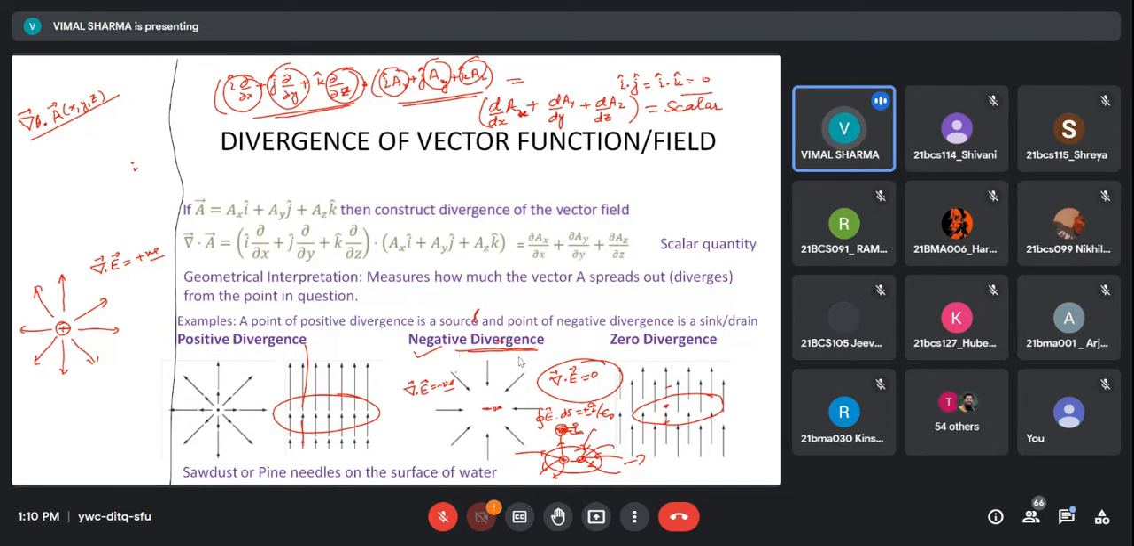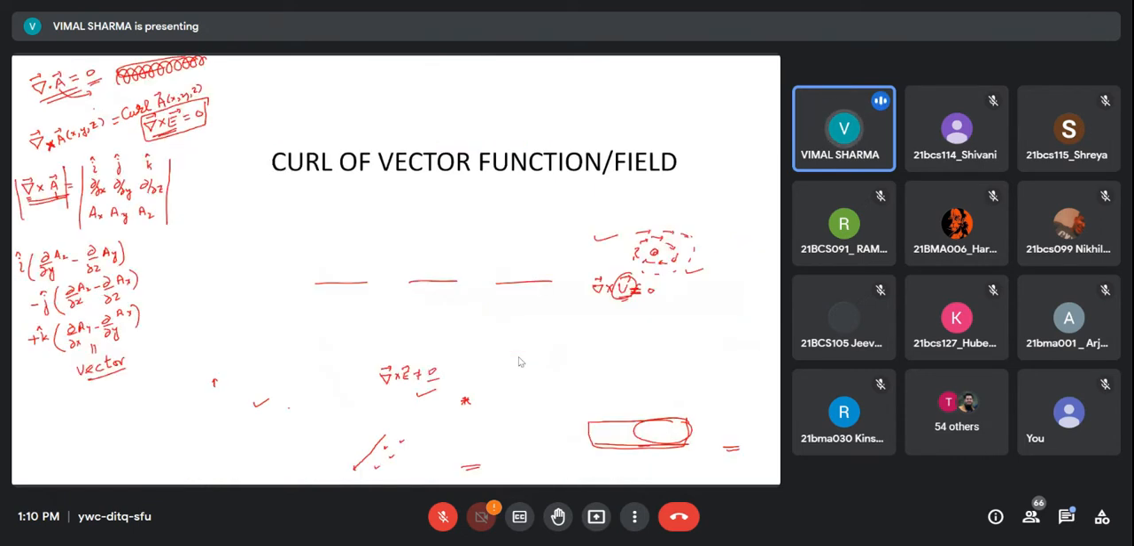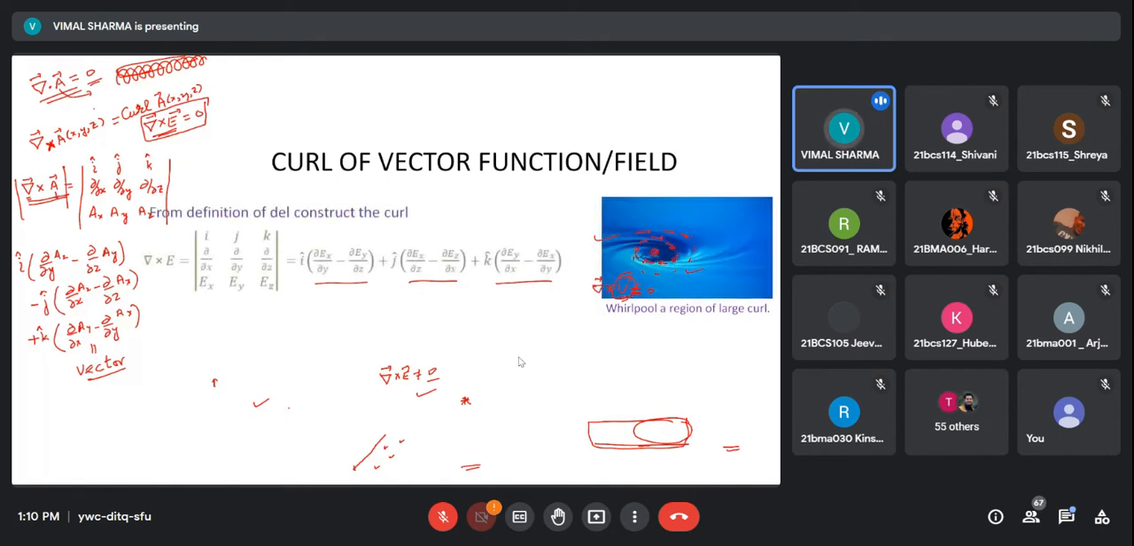Negative divergence means what, positive divergence means what, and what is zero divergence? We discussed all these cases and you are familiar with them. Then we have another thing we want to measure, that is rotation in our field. To measure rotation, we take the curl of our field. If the curl is zero, there is no rotation in the field. If the curl is non-zero, it is a rotational field and there is rotation, and we can measure that. Mathematically it is the curl of E.